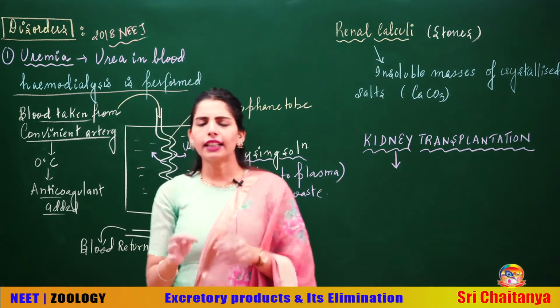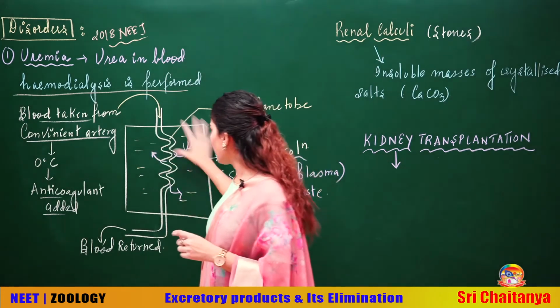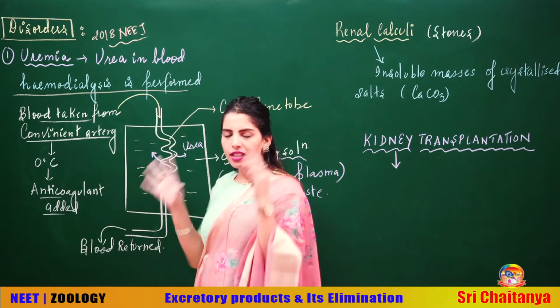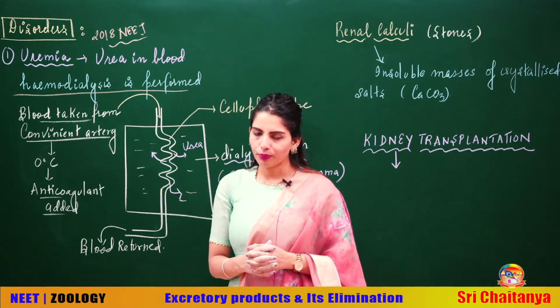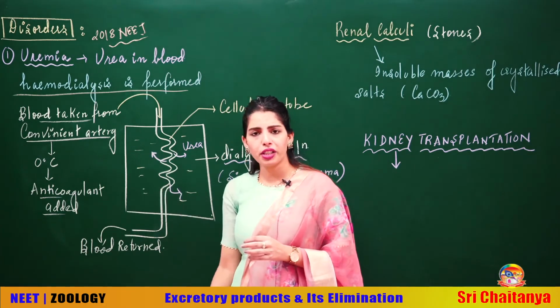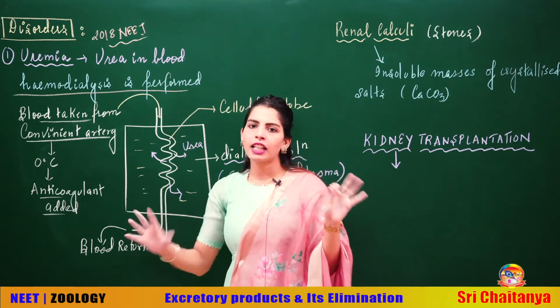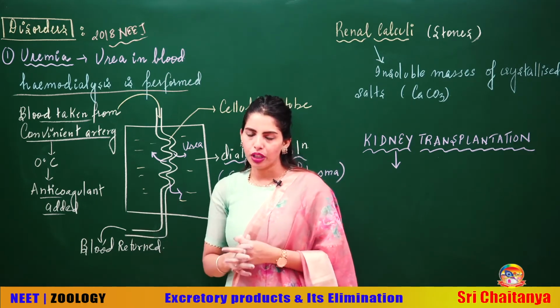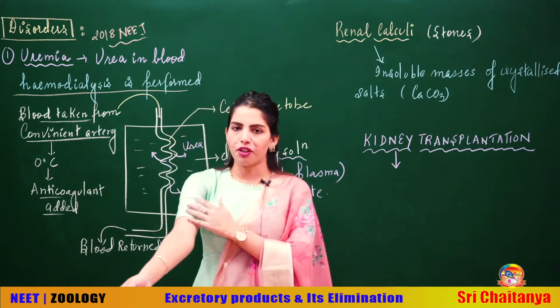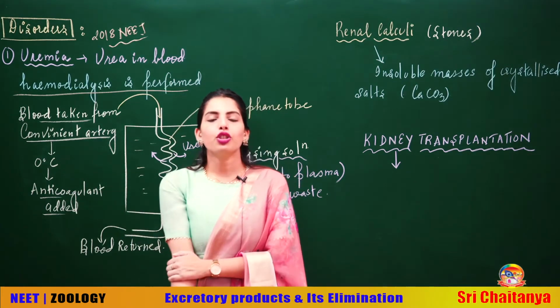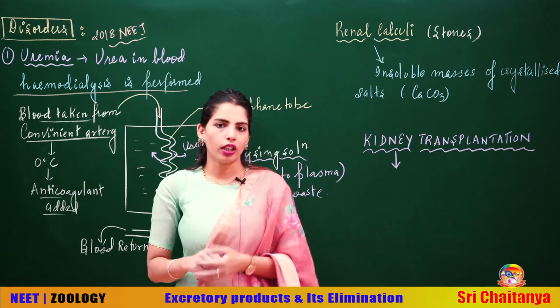Now let's look at the hemodialysis. Let's take a rough idea. This is not a proper diagram. This is to get a rough idea about how the hemodialysis is performed. Now looking at the patient, students, the patient's blood has a high amount of urea which you want to remove. You have taken the blood from a convenient artery, which is usually the radial artery, in the hands.